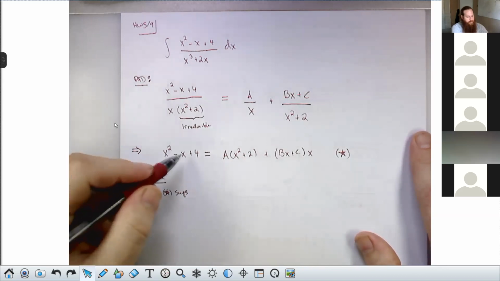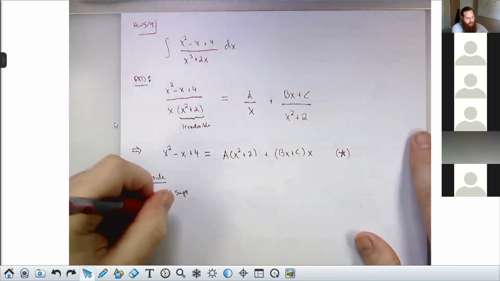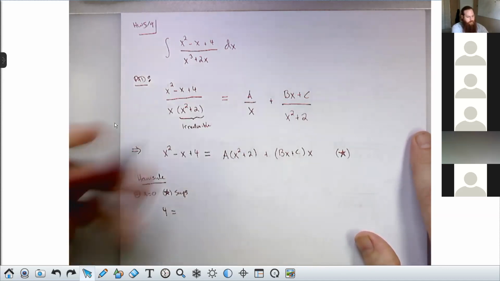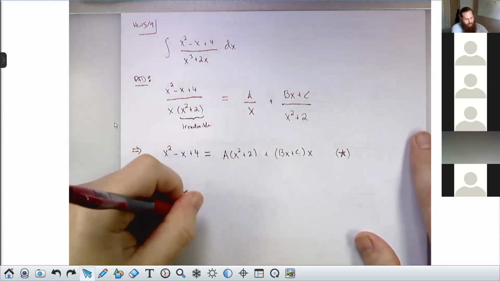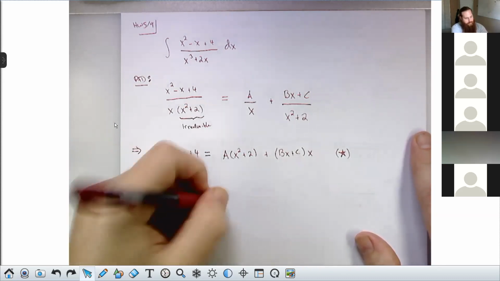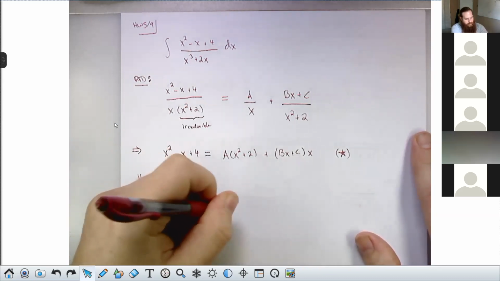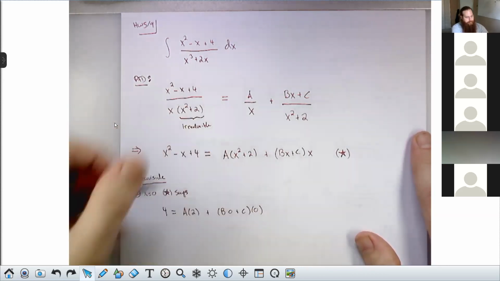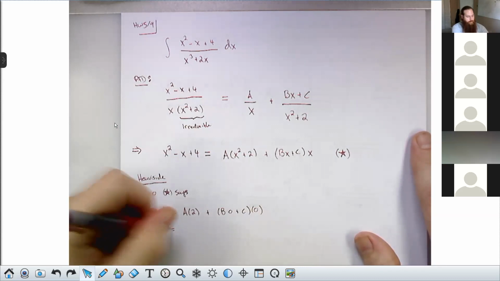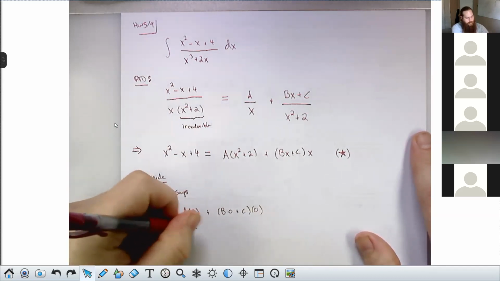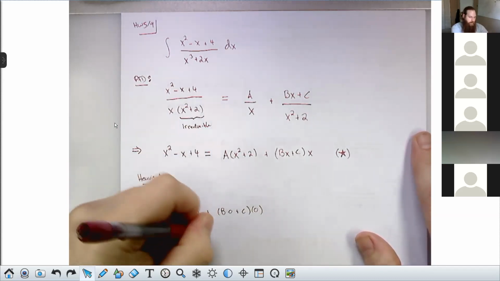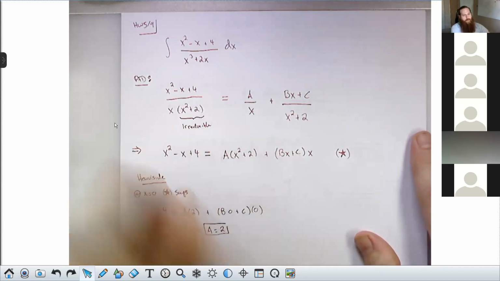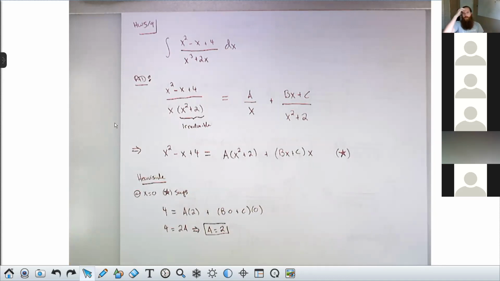then I get 0 squared minus 0 plus 4 equals a times 0 squared plus 2 plus b times 0 plus c times 0. In other words, 4 equals 2a. So here a is going to be 4 over 2, which is 2. So Heaviside gets me a.